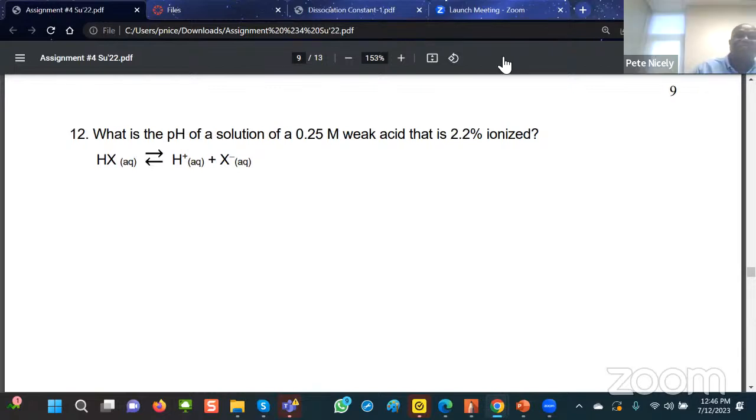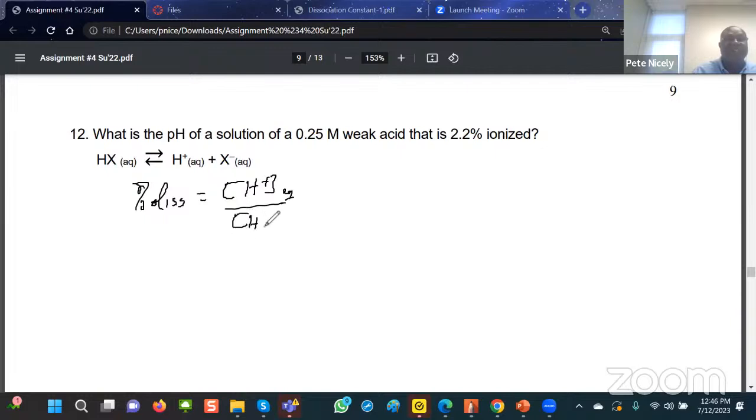Okay, let's remind ourselves of the ionization equation. More specifically, the percent ionization or percent dissociation. Percent dissociation is equal to the concentration of H plus at equilibrium divided by the initial concentration of the acid. I'm going to use HX since I have HX here, times 100%. So what the question is asking for is this. So based on this equation, what would be the expression for the concentration of H plus at equilibrium?